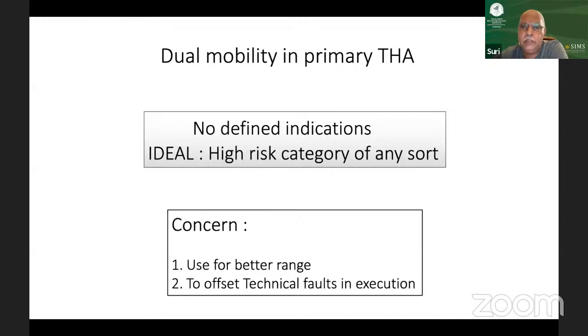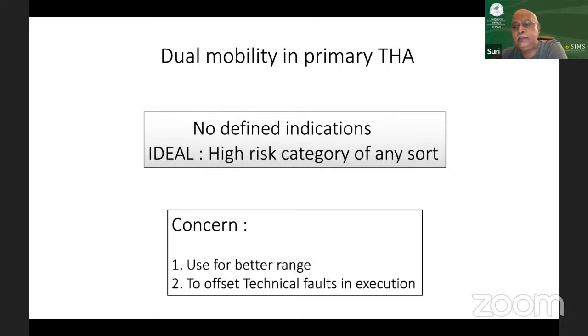Should we use it in primary? I think in primary situations there are no defined indications. We need to exercise our judgment and our wisdom in terms of whether we should or not. Ideal, like we have discussed before, is the high-risk category of any sort. In primary, it may be dysplasia, trauma, post-trauma, whatever. But my concern is that sometimes you hear talk about using dual mobility for a better range of motion. I think that is a question mark we could put. This is open to discussion, and all of us may have a different take on this.